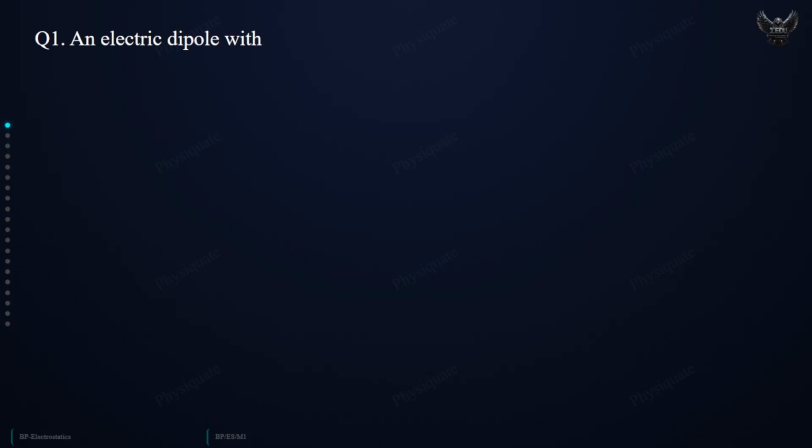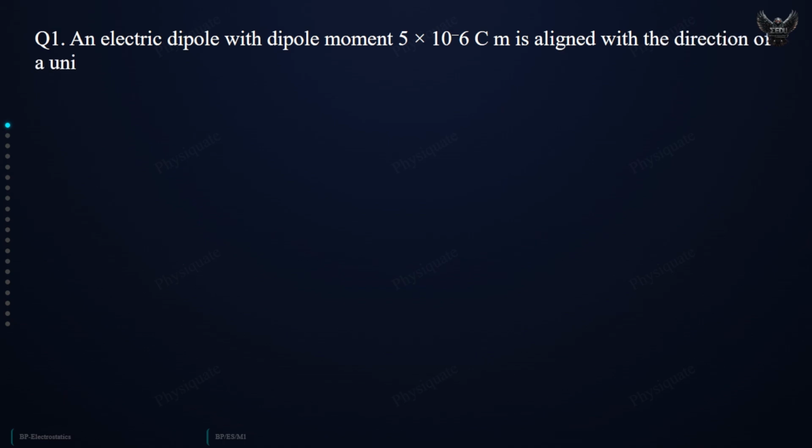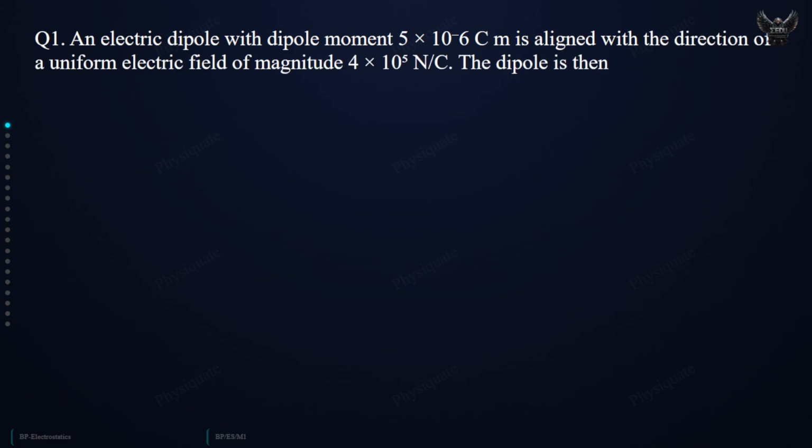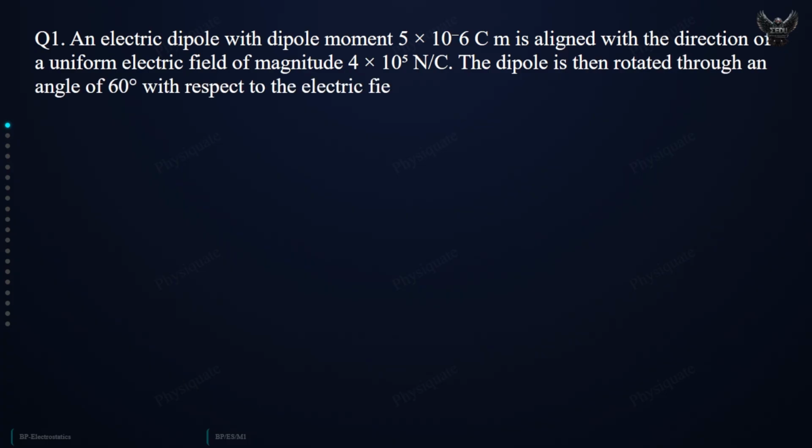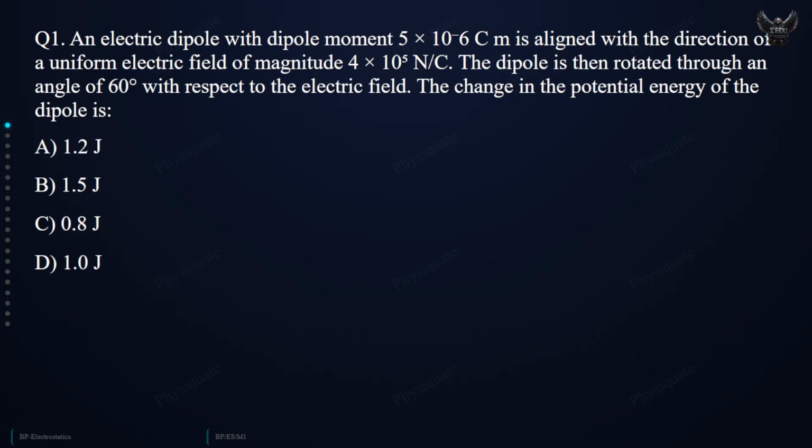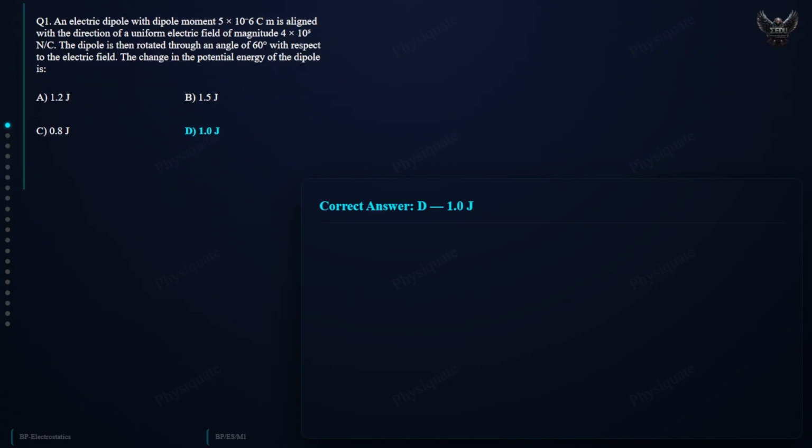Question 1. An electric dipole with dipole moment 5 times 10 to the power minus 6 C m is aligned with the direction of a uniform electric field of magnitude 4 times 10 to the power 5 Newton divided by C. The dipole is then rotated through an angle of 60 degrees with respect to the electric field. The change in the potential energy of the dipole is. Correct answer is option D.